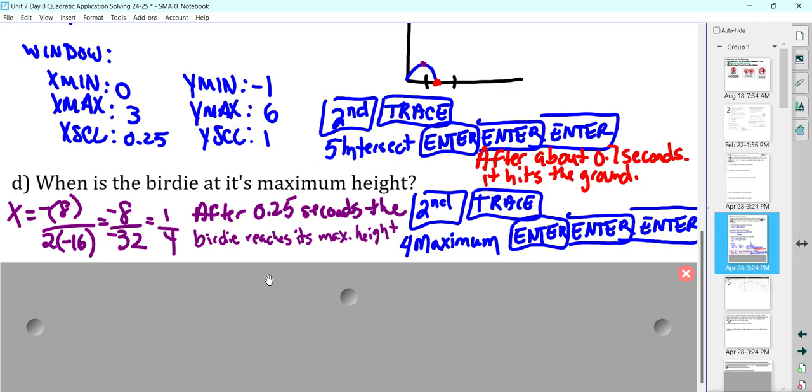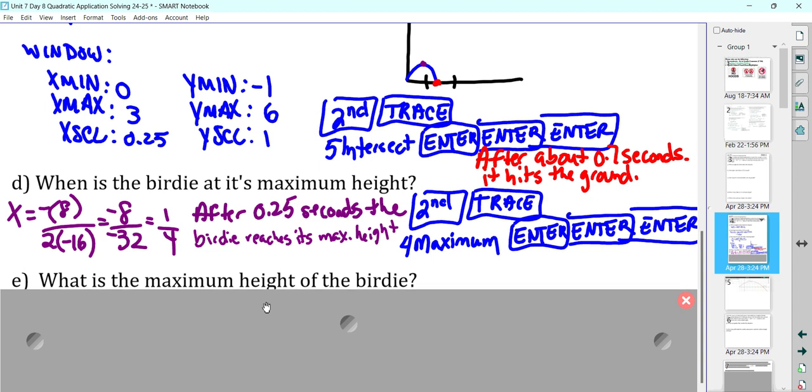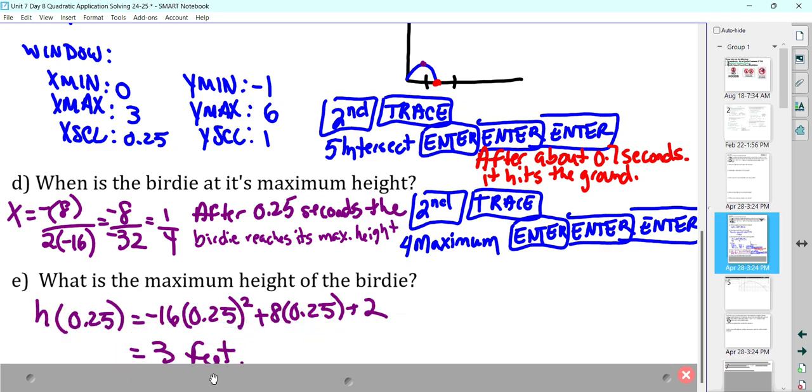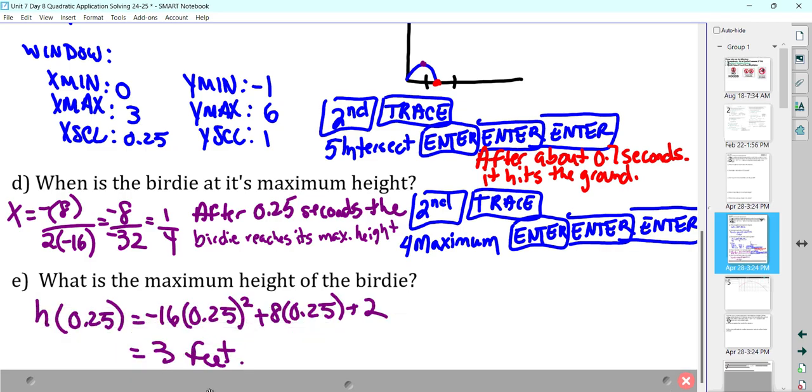If I wanted to find what is the maximum height of the birdie, well, now I have the time, I just need to find the height. Algebraically, we're taking the time and substituting it in for t into my function and working it out to see what results. And so again, this is how algebraically we're getting the same answer we did graphically of 3 feet.